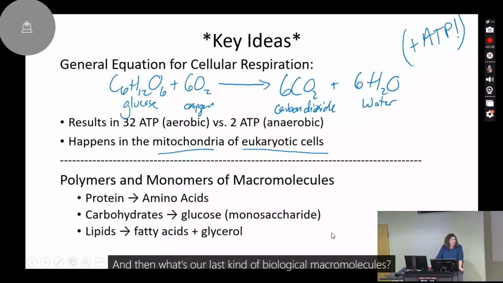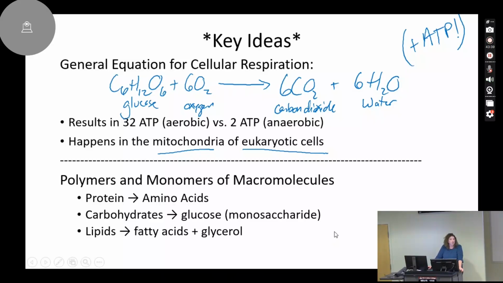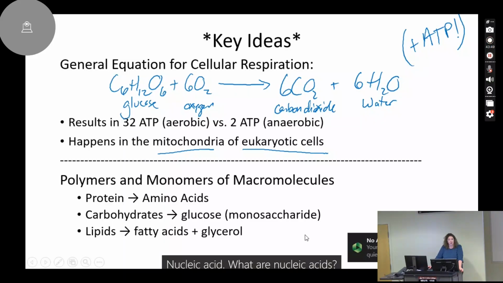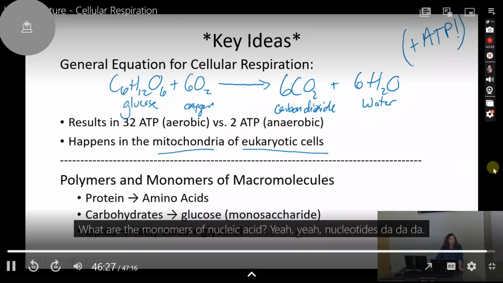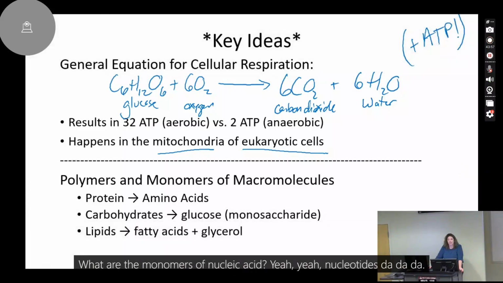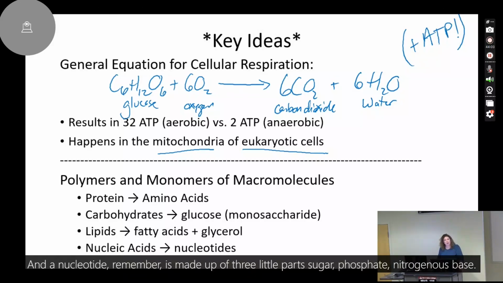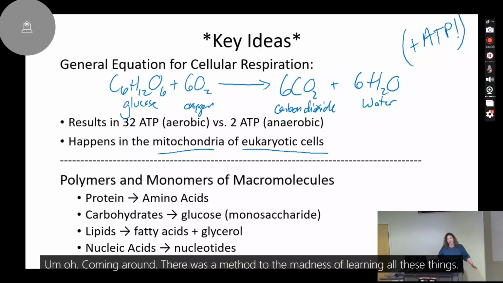And then what's our last biological macromolecule? Nucleic acids. What are the monomers of nucleic acids? Yeah. Nucleotides. And a nucleotide, remember, is made up of 3 little parts: sugar, phosphate, nitrogenous base. It's all coming around. There was a method to the madness of learning all these things.